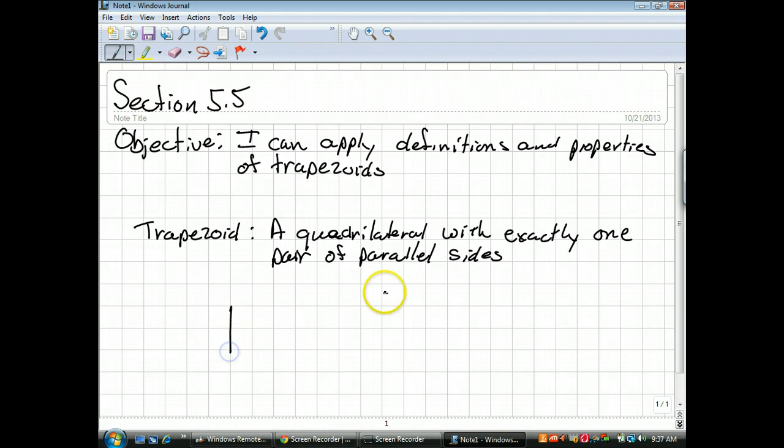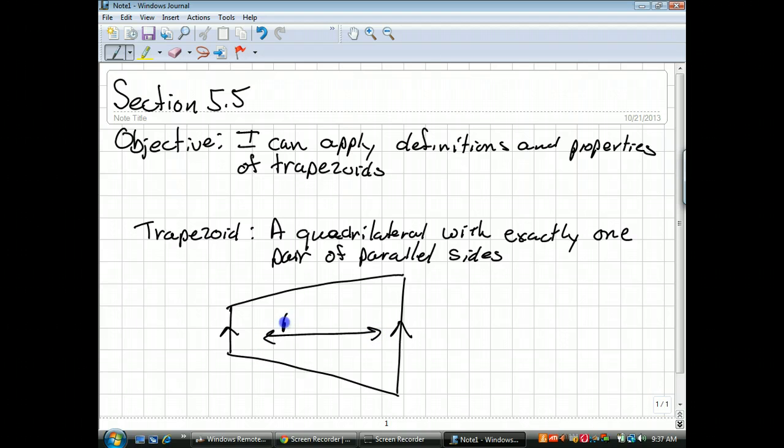So this quadrilateral would be an example of a trapezoid where these two sides are parallel, and the two parallel sides are called the bases. Okay, so the base has nothing to do with how the trapezoid sits on the paper. The bases are always the two sides that are parallel, and the other two sides, the sides that are not parallel, are called the legs of the trapezoid. Okay.